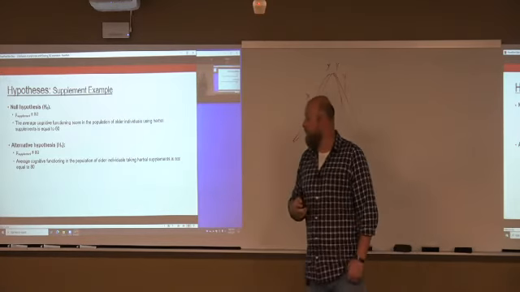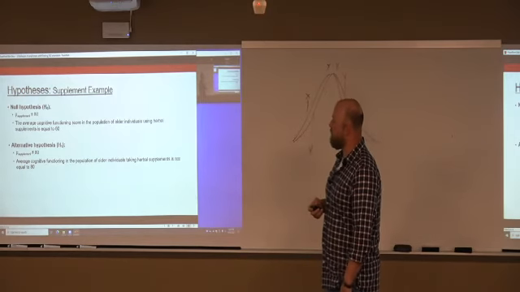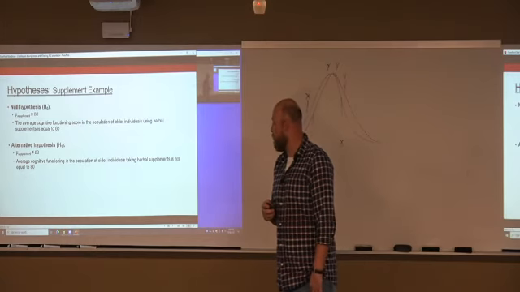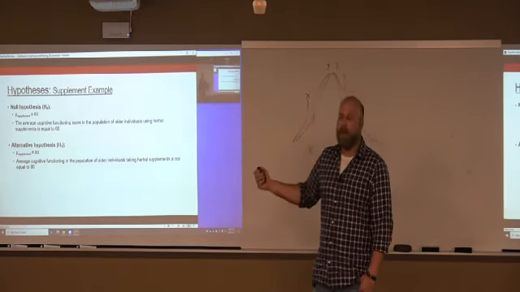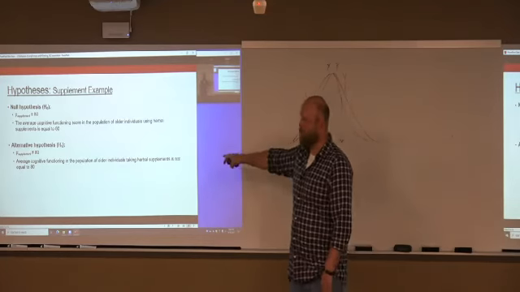Our alternative hypothesis here is pretty straightforward, a two-tailed test. The mean for my supplement group is not 80. And we say average cognitive functioning in the population of older adults taking herbal supplements is not equal to 80. It's something different, right? What are we saying, Allison, in this alternative hypothesis?